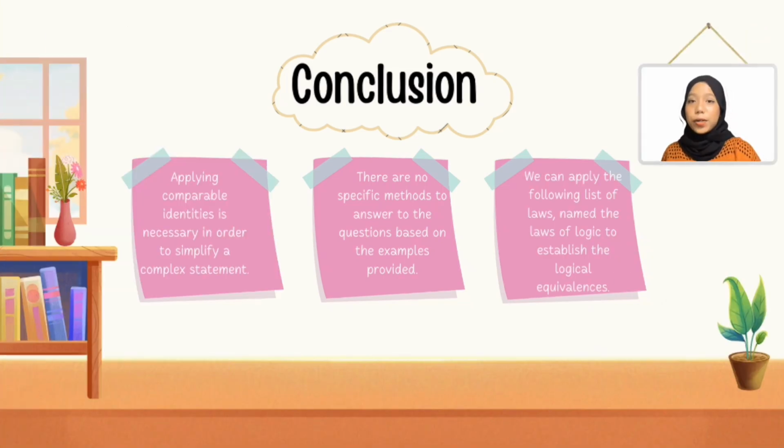Lastly, for the conclusion, applying comparable identities is necessary in order to simplify a complex statement. The second point is there are no specific methods to answer the questions based on the examples provided. The last point is we can apply the following list of laws, namely the laws of logic, to establish the logical equivalence.